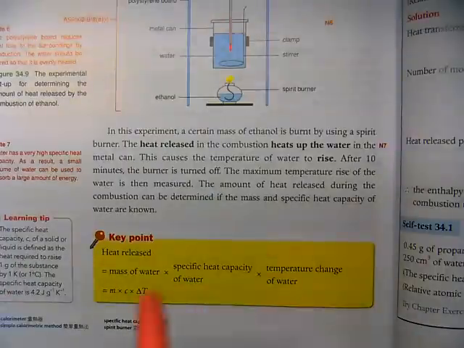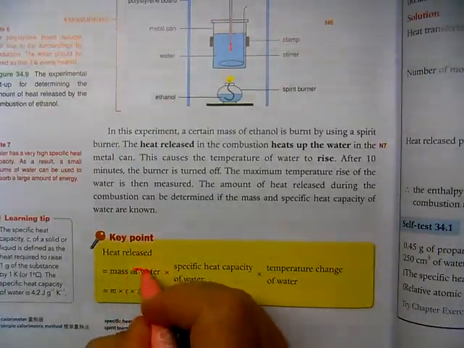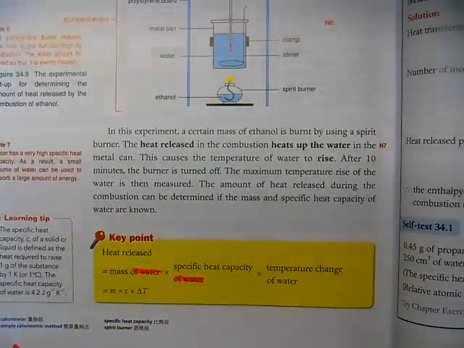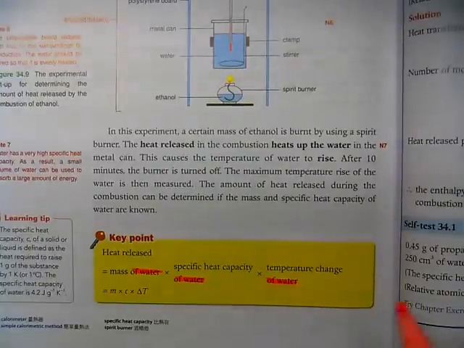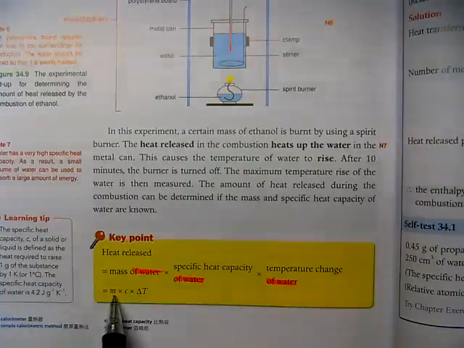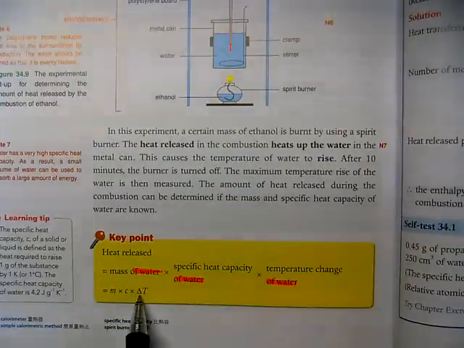Now, would everybody please highlight? We are using the mass of water, then we have to use the specific heat capacity of water and the temperature change of water. Refer to the equation, which is equal to m, which is the mass of water, times small letter c, which is the specific heat capacity of water, and delta T, which is the temperature change of water.